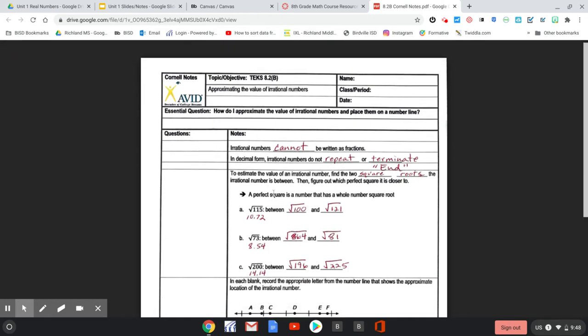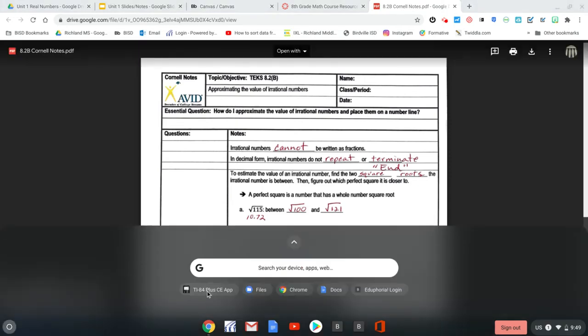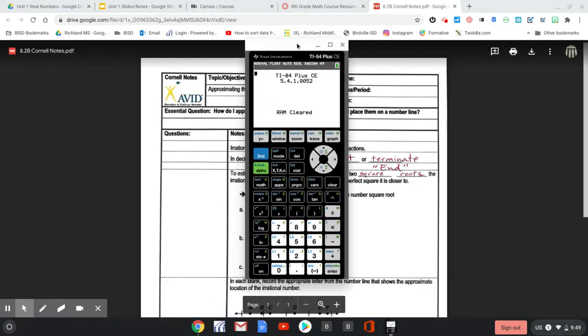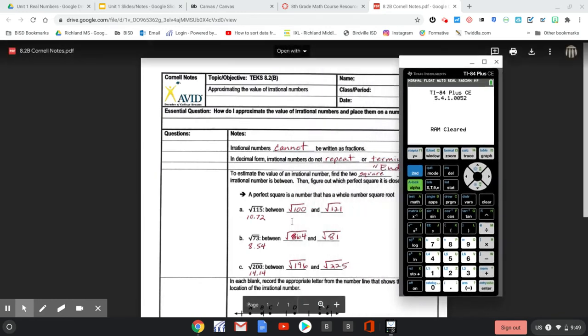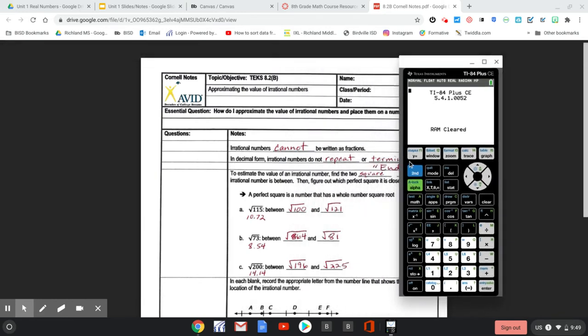They want us to estimate an irrational number and do it by estimating a square root. We do not need to estimate a square root because we have a calculator. So let's pull up our calculator and I'll show you exactly what I did here. You're going to need to write down these instructions so you understand how to use the square root on here.